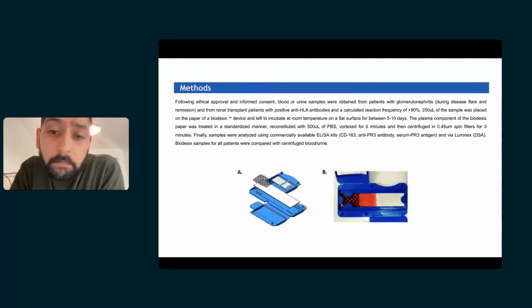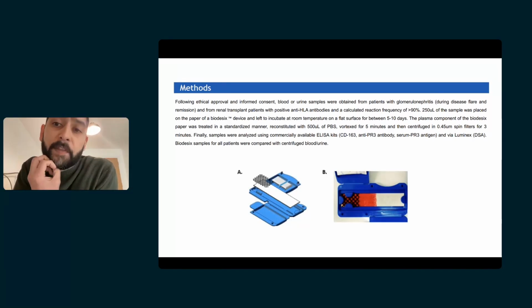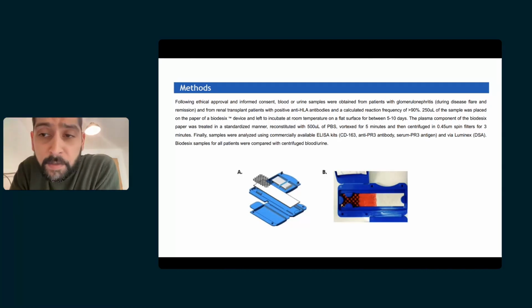Our methods have already been described, but are relatively simple. Patients had ethical approval and informed consent was obtained, and subsequently blood or urine samples were obtained from patients, either those that had glomerulonephritis or renal transplant patients with a high CRF score, or those with high likelihood of HLA antibodies. 250 microliters of that sample was placed onto one end of the Biodesix device, left to incubate at room temperature. Following a 5-minute period, the cassette was closed.